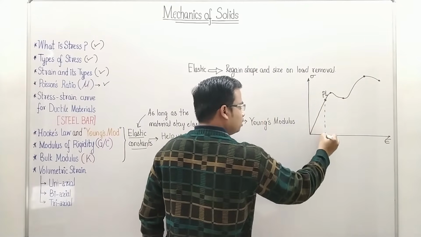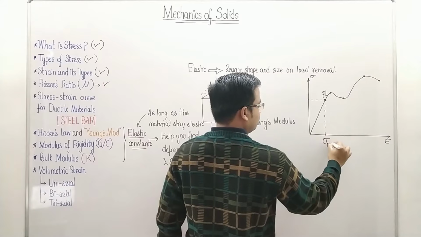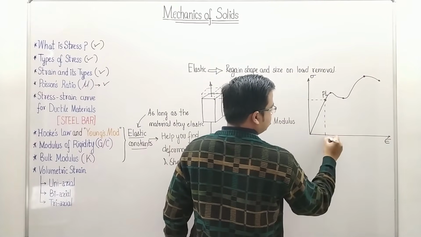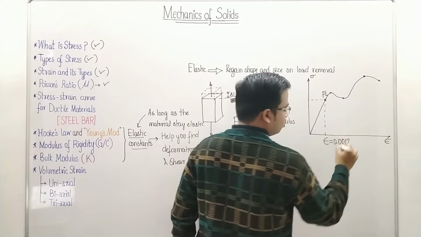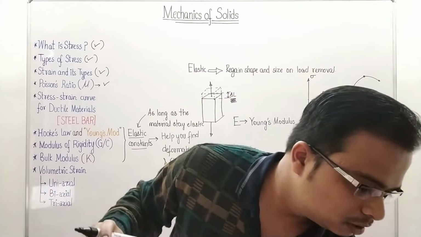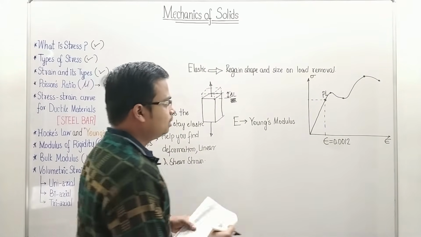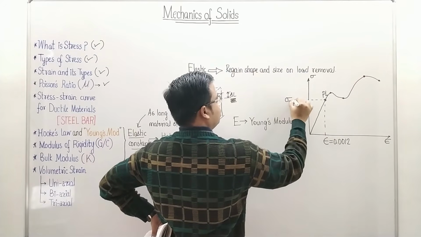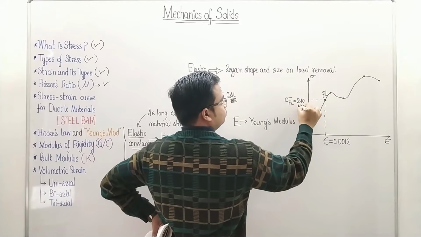And if you watch carefully, this is sigma PL. This is strain. This strain actually worked out as 0.0012 if I am not wrong. Let me just check in my notes. This actually worked out as 0.0012. Yes. And then secondly, the stress over here, sigma PL, actually worked out as 240 megapascals, isn't it?